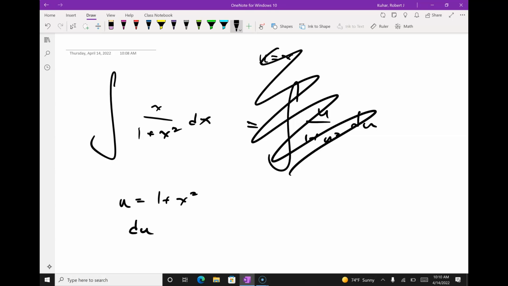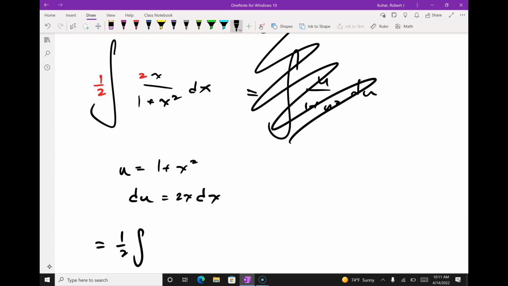And what do I get for du? 2x dx. Everybody okay there? Do I have 2x dx? No, but I want it. Can I make it happen? Yes. I have to multiply by 2 and divide by 2. Yep. Multiply by 2, divide by 2.